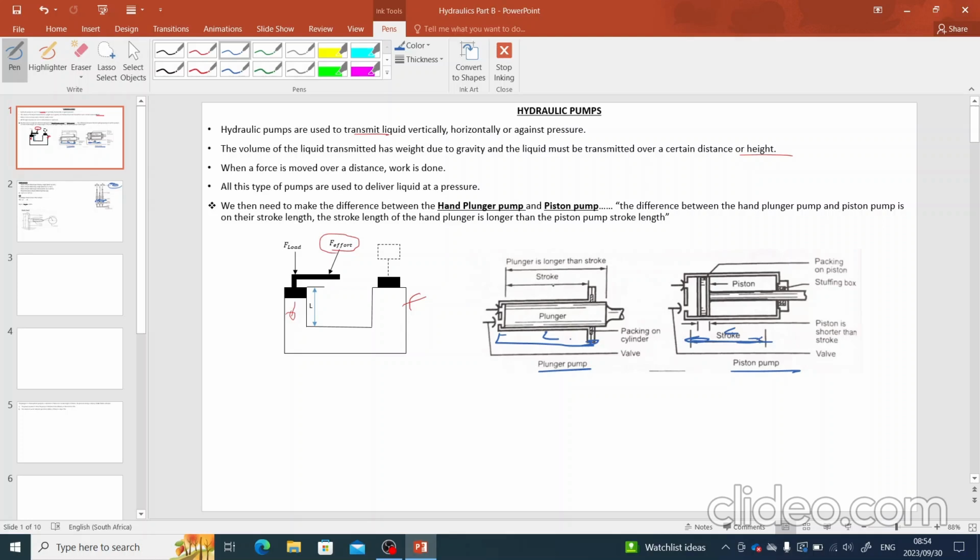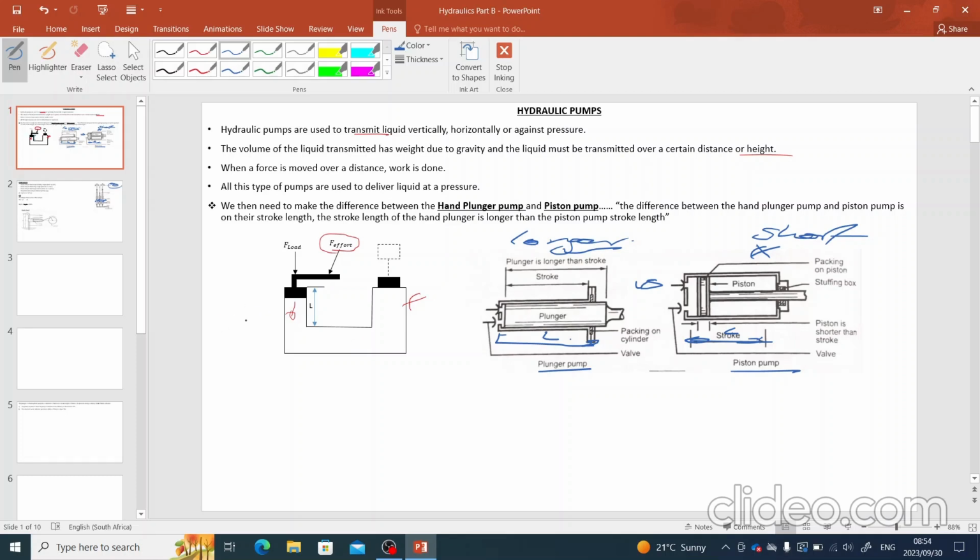The stroke length of a hand plunger is longer than the stroke of your pistons. The stroke length of the pistons is shorter. The difference between the hand plunger pump and the piston pump is on their stroke length. The hand plunger stroke length is longer than the piston pump stroke length, meaning this one is short and this one is longer. Right, that's where the difference is. If you were asked what the difference is between the two, that is the answer.